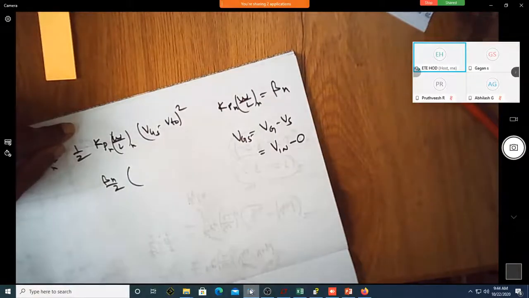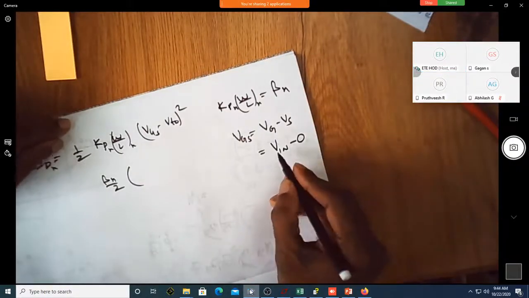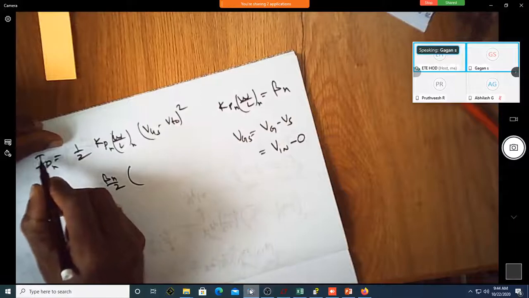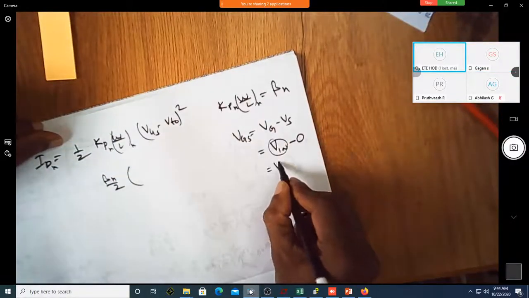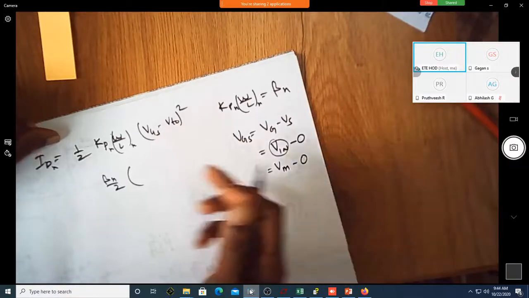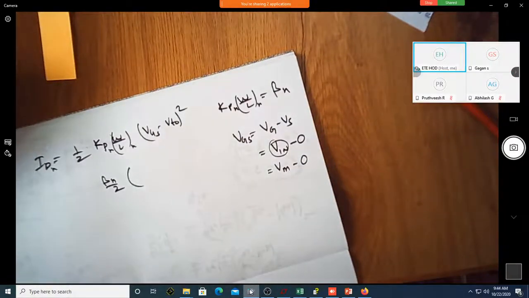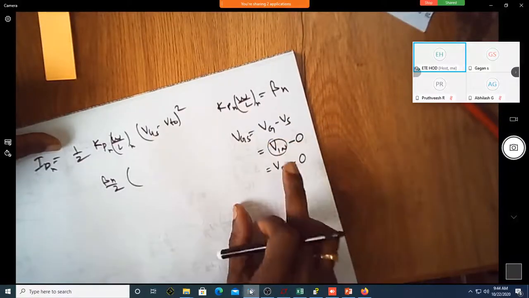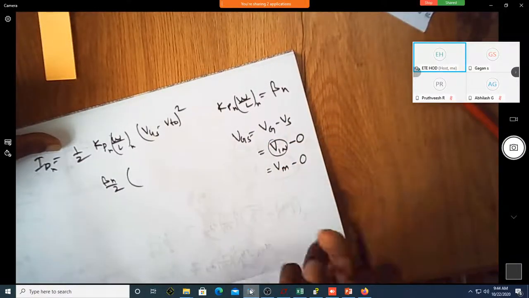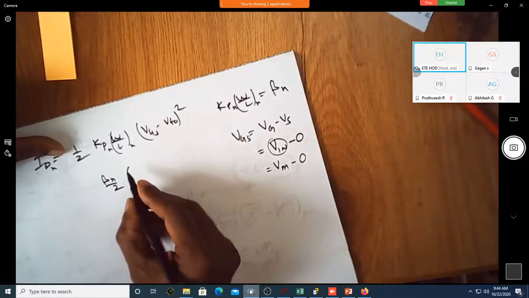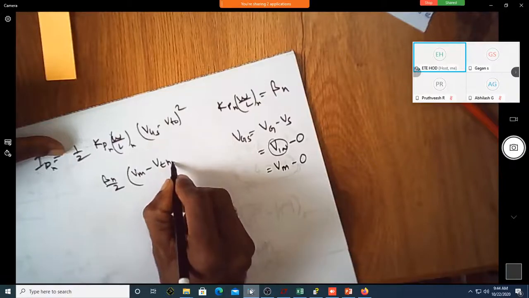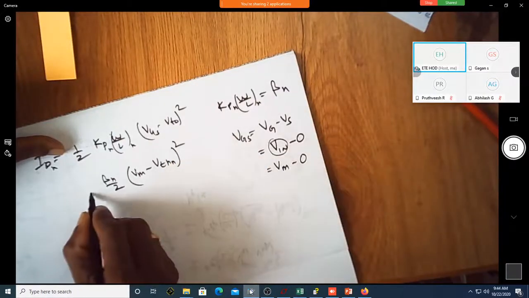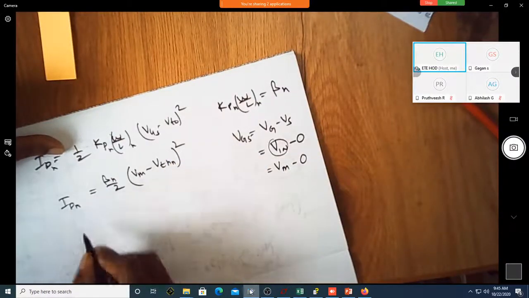Since I'm just trying to find it for saturation current, does this input voltage be the mid voltage when the MOSFETs are both in saturation? Yes, sir. So this Vin, that input voltage, is the middle of your entire supply voltage. I will write it as (Vm minus Vth) whole square.